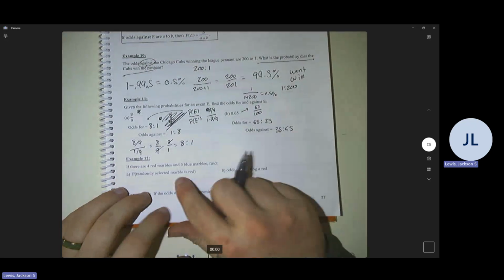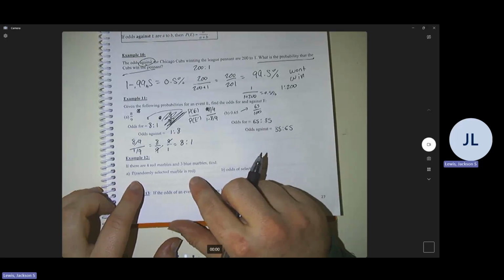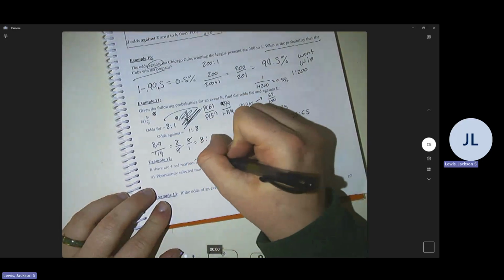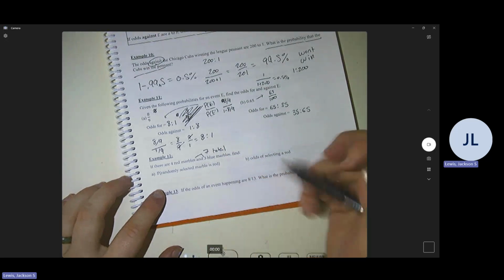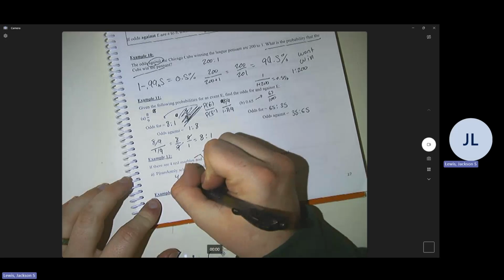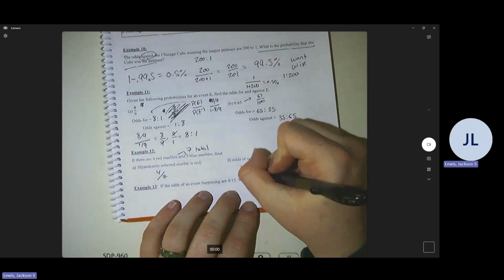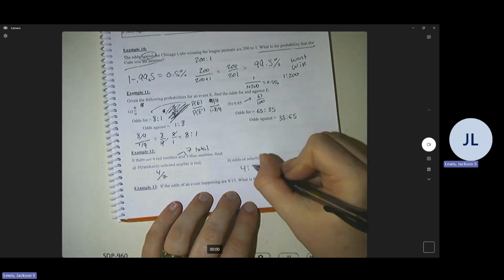It says here if there are 4 red marbles and 3 blue marbles, find the probability that the randomly selected marble is red. Right? There's 7 total here. So the probability that a selected marble is red is going to be 4 in 7. And then what are the odds for selecting a red marble? There's 4 ways I can select it, 3 ways I don't select it. Pretty straightforward. Or again, I can go through and do the process of doing the fractions and everything like that. Probability for divided by probability against.